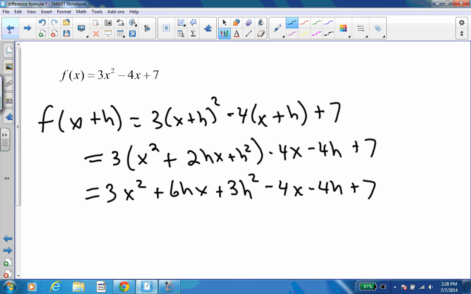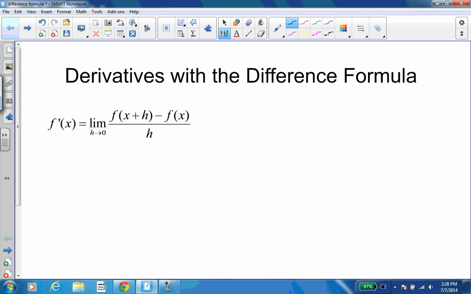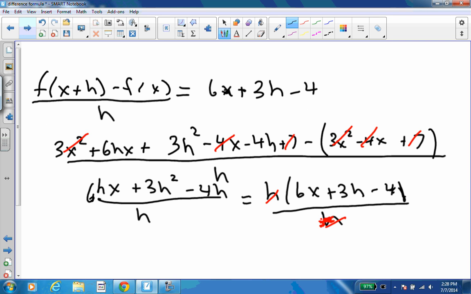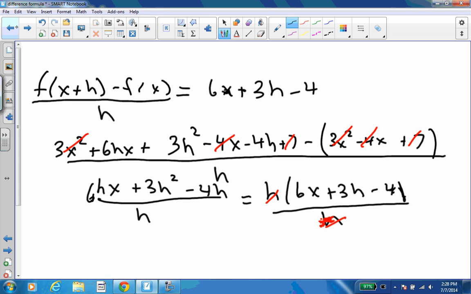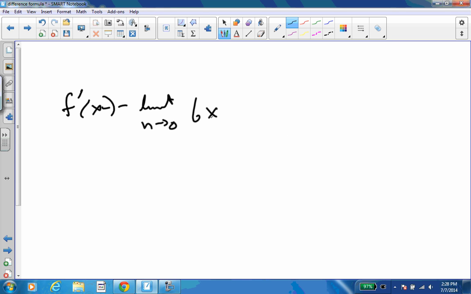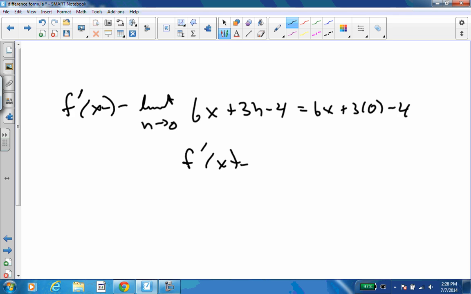And so when we go to f prime, it's just the derivative, the limit of that. So f prime of x is the limit as h approaches 0 of what we have here, which is 6x plus 3h minus 4. In this situation, you just plug in a 0 for h, so you get 6x plus 3 times 0 minus 4. And so we have that f prime of x is 6x minus 4. And that's our final answer.